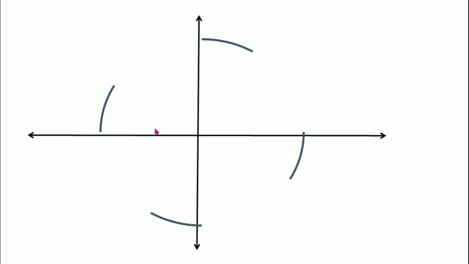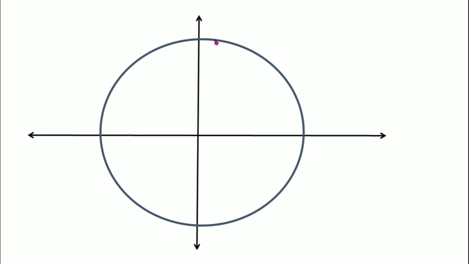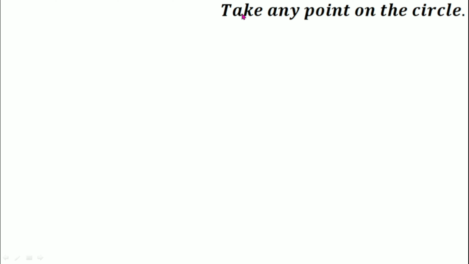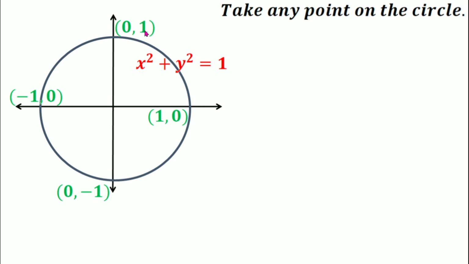Here look at the circle. This is the locus of the complex numbers which are in the form of (z minus 1) by (z plus 1). Their argument is always pi by 2. This is the locus of the complex number in the form (z minus 1) by (z plus 1). Take any point on the circle, say (0, 1) is a point on the circle. Let P be equal to (0, 1) on the circle.